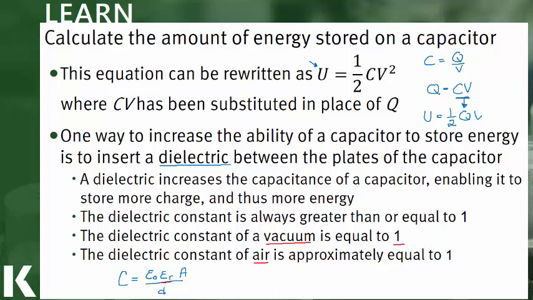But if we were to insert a dielectric that has, say, a dielectric constant of 2, this would give us double the dielectric constant, which would double the capacitance. And coming back to our equation up top, if we were to double the capacitance, that would also double the amount of energy that we can store on that capacitor. So let's apply this with some practice questions.